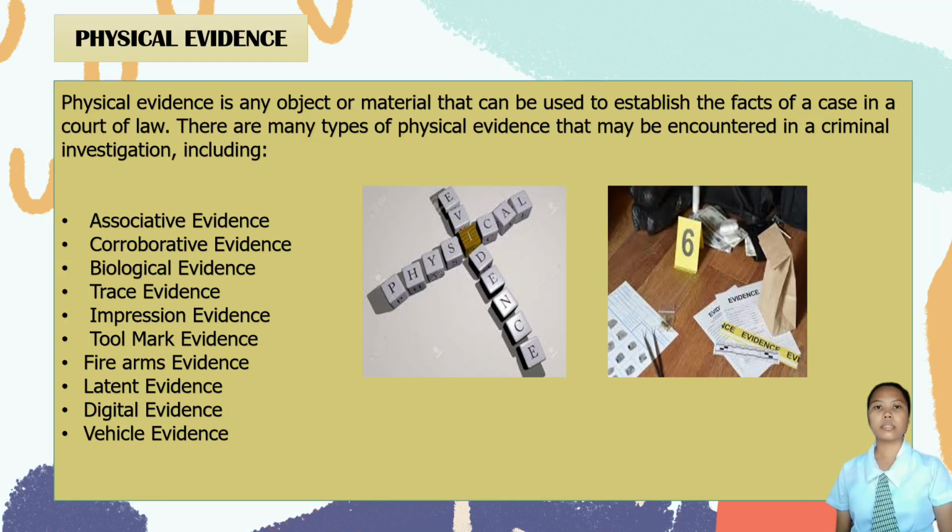Physical evidence is any object or material that can be used to establish the facts of a case in a court of law. There are many types of physical evidence that may be encountered in a criminal investigation, including associative evidence, corroborative evidence, biological, trace, impression, tool marks, firearms, latent, digital, and vehicle evidence.